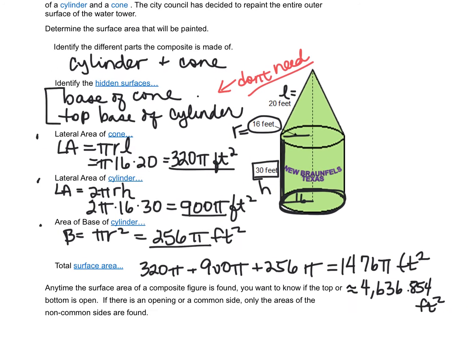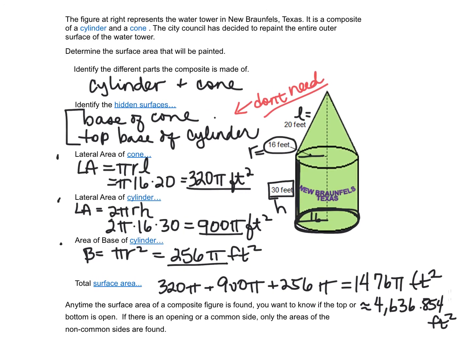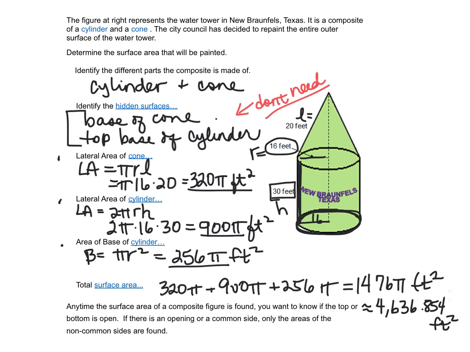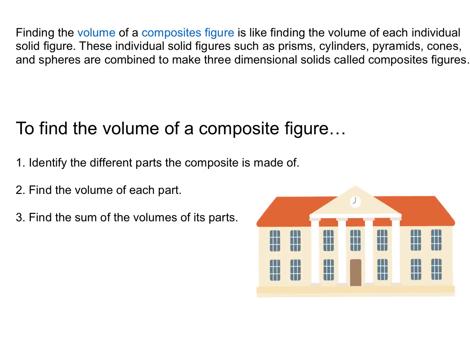Okay, so that makes more sense, 4,636 square feet. All right, so an important thing to think about is that anytime you have a surface area of a composite figure, you want to know if the top or bottom is open, if there's any opening or common side. Only the areas of the non-common sides are going to be found. Okay, so it's important to consider that.